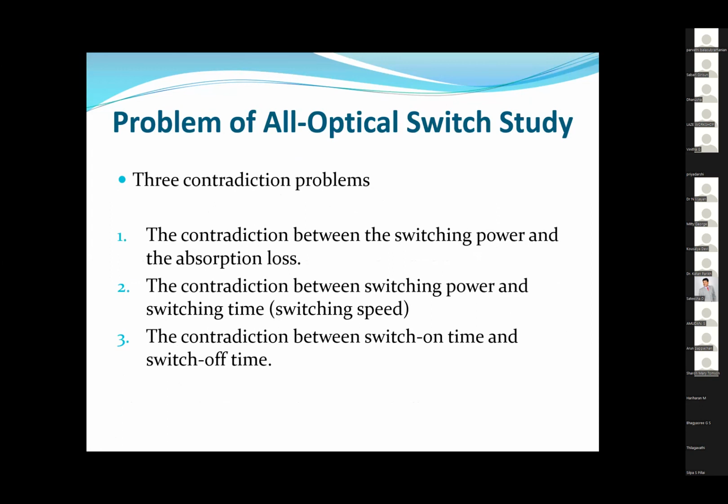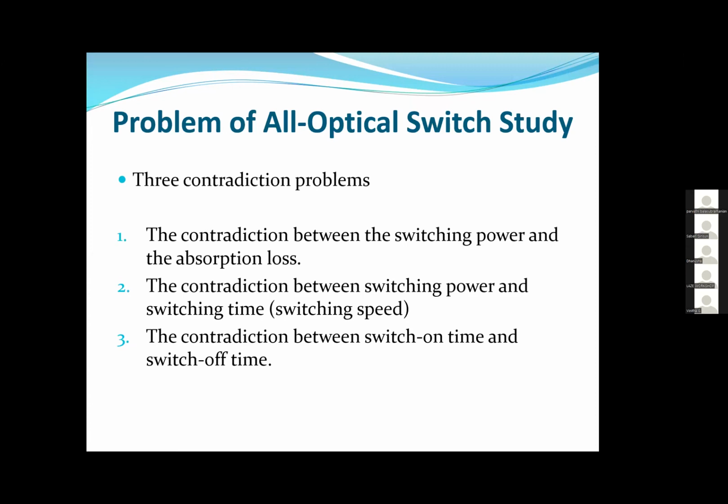So what exactly is the problem that we can look into? If you want to look into the problem, we should first understand that there are three contradictory problems. What are the contradictory problems? The first contradiction is between the switching power and the absorption loss. The all optical switch is usually based on the third order nonlinear optical effect, which requires high pump power. We have seen that, and the pump power is much higher than the control signal light power. So this high power makes a strong thermal effect, which leads the device to become unstable.